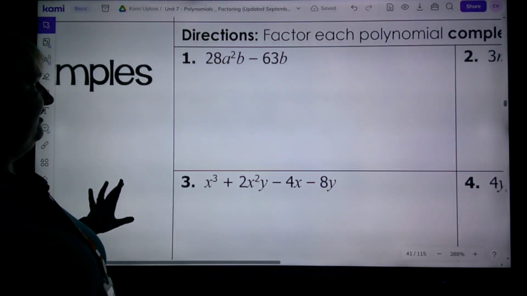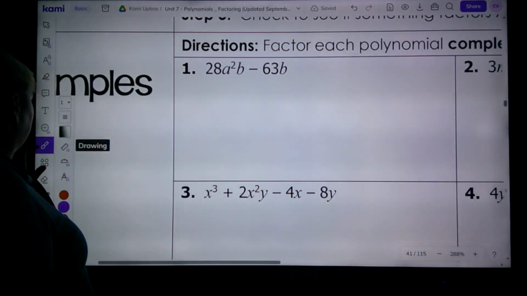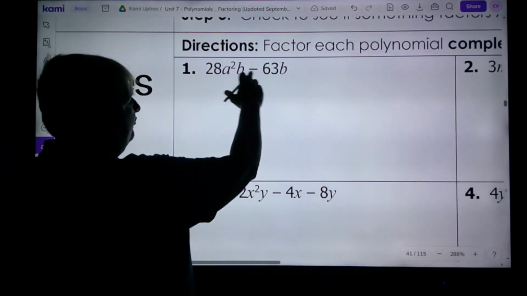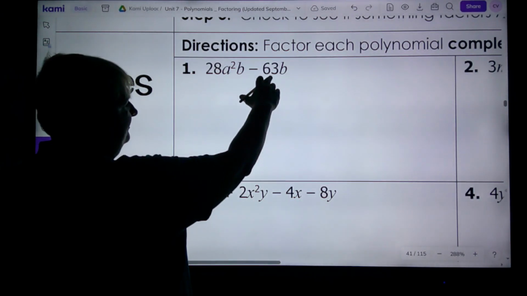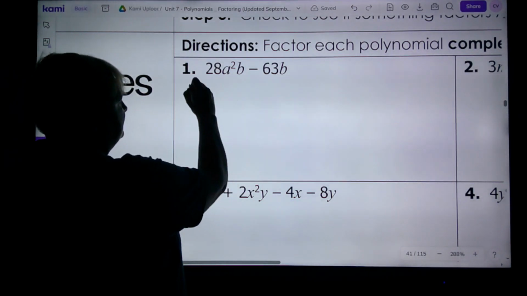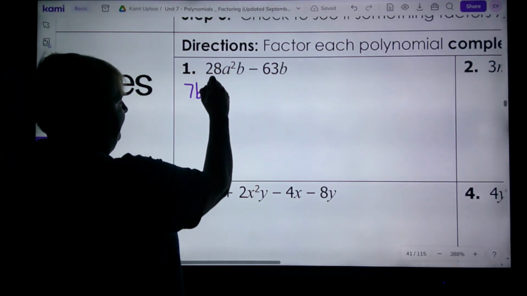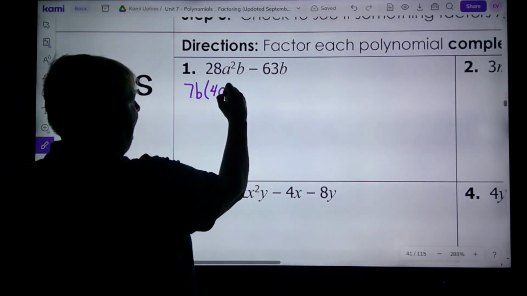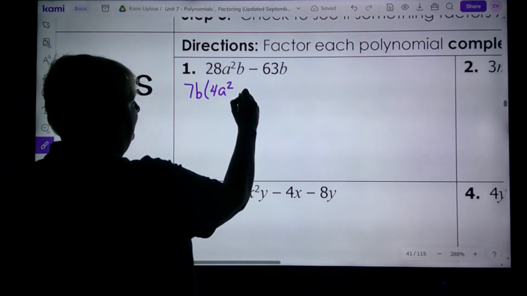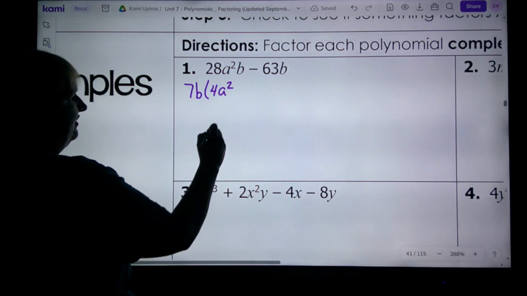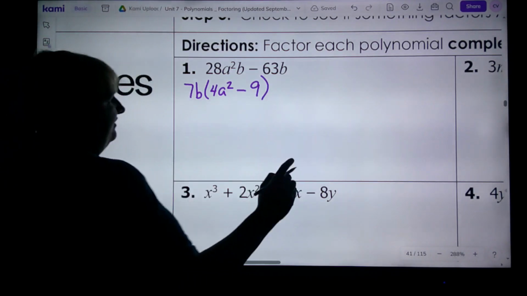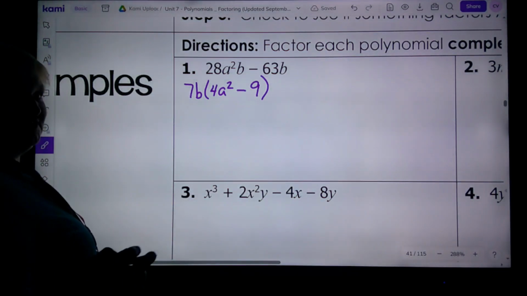Let's make it bigger. That might be too big. Alright. Both of these can be divided by 7. And they both have a b. So let's take a 7b out and see what happens. That leaves me with 4a squared minus 9. Now ask yourself, can this be factored further?